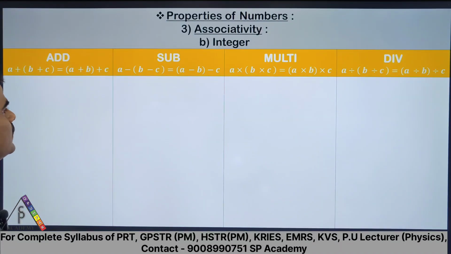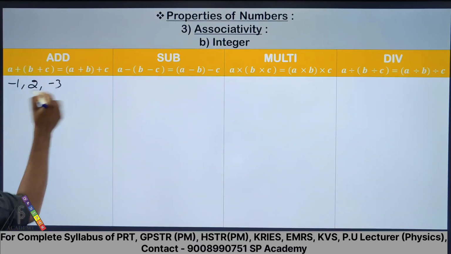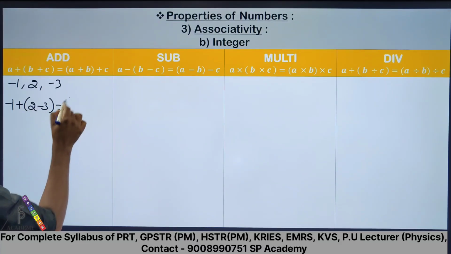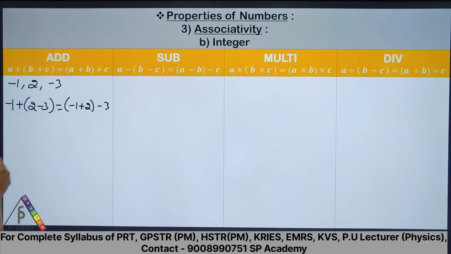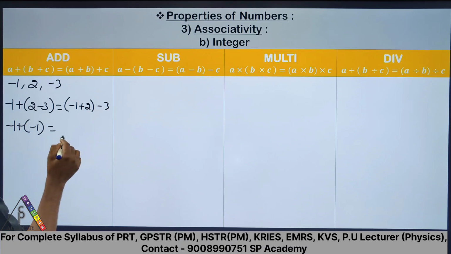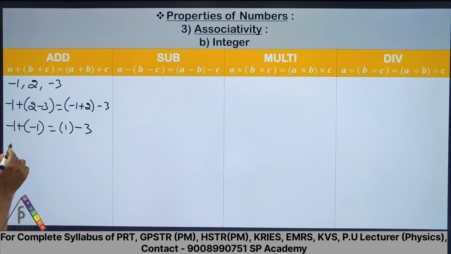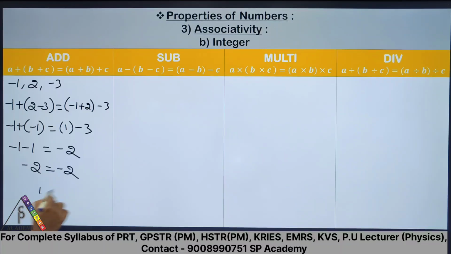Next, integers. For integers, we will take a as -1, b as 2 and c as -3. -1 plus 2 minus 3. -1 plus of -1 is equal to 1 minus 3. Plus into minus is minus, so -1 minus 1 equals -2. Therefore, -2 equals -2. Therefore, for integers, addition is valid.